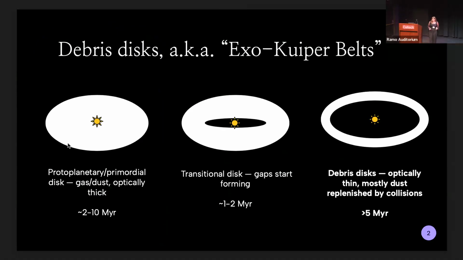So I know we've been in data processing and point source mode for most of the day, so a little refresher on debris disks, even though we did hear about these yesterday. Debris disks are our exo-Kuiper belts. They're this later stage of planet formation and evolution, particularly the evolution part, where now the system is optically thin, it's dust instead of gas, and it's dust that's replenished by collisions.